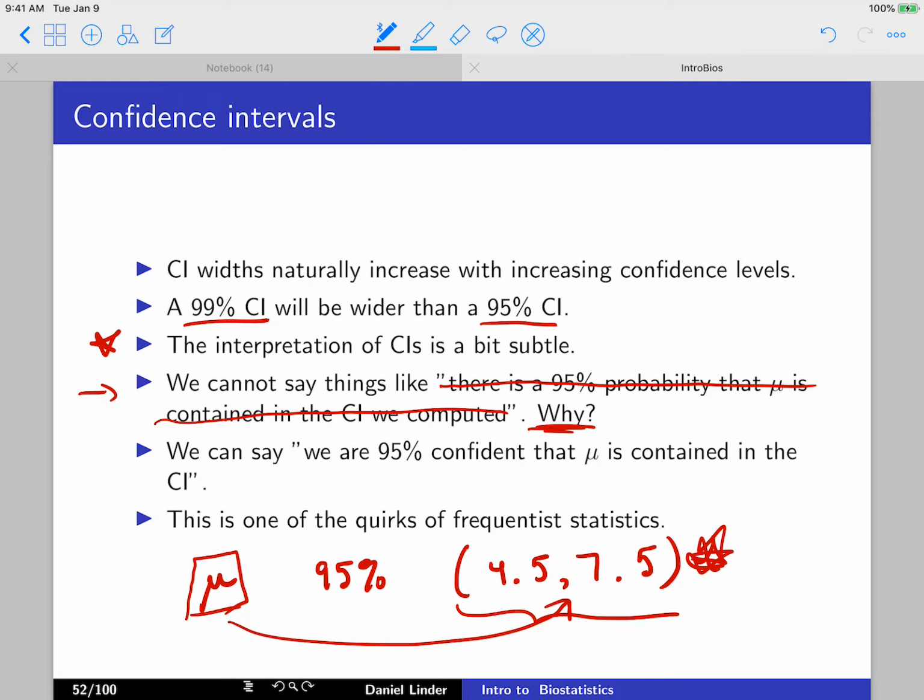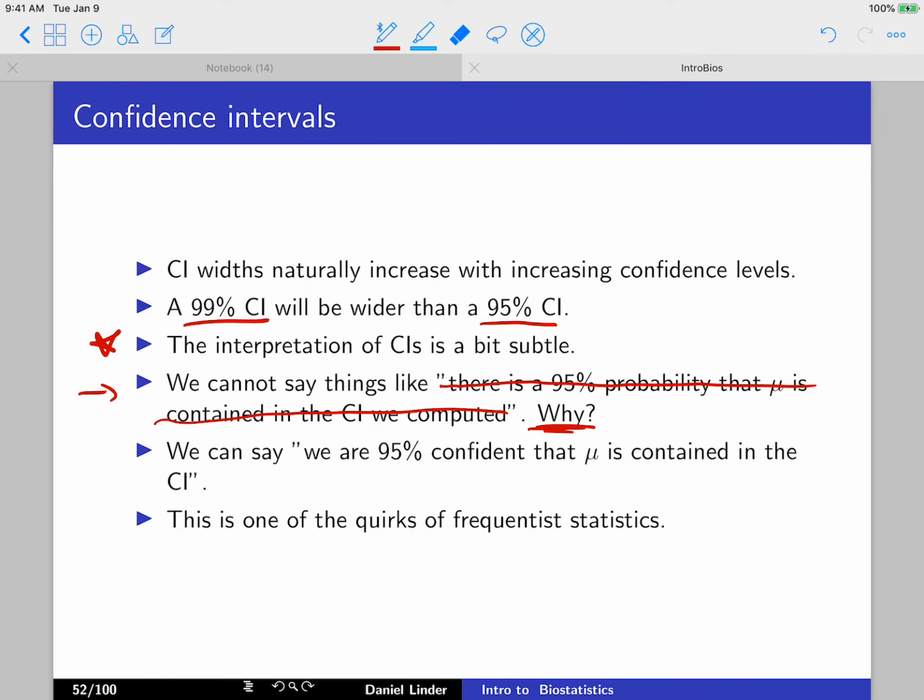So the interpretation for confidence intervals is a little bit subtle. What we can say, or how we actually do say this, is that we're 95% confident that mu is contained in the confidence interval. We don't say that there's a 95% probability that mu is contained in this confidence interval. This is just one of the quirks of frequentist statistics, and that's just how it works out.